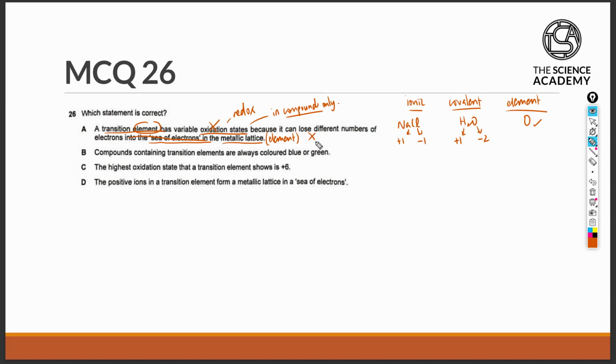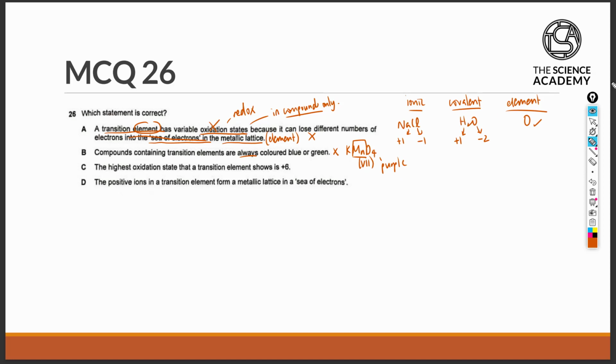B. Compounds containing transition elements are always colored blue or green. This is wrong because we know there is a compound potassium manganate(VII). The manganese is the transition metal in this compound, and it has a very bright purple color. So it is not always colored blue or green.